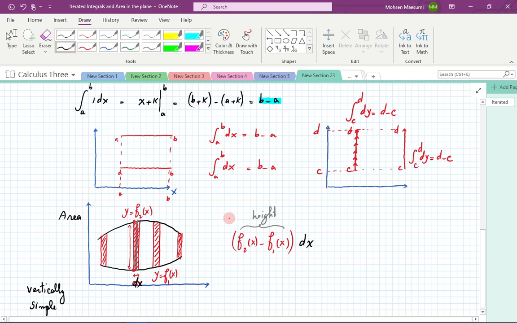Okay, sum all of these things. The integral indicates a sum. We have a starting point and an ending point, so it goes from A to B. Well, f2 minus f1 is like high minus low here.